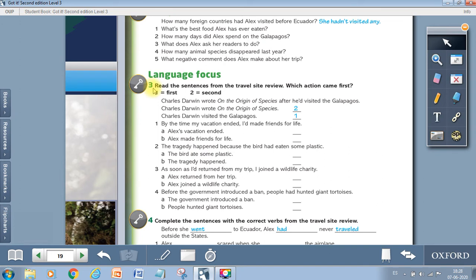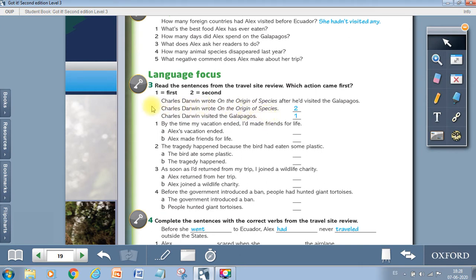Now, let me explain this. In number 3, it says, read the sentences from the travel site review. Which action came first? First and second. For example, Charles Darwin wrote on the origin of a species after he'd visited the Galapagos. Charles Darwin wrote on the origin of species.